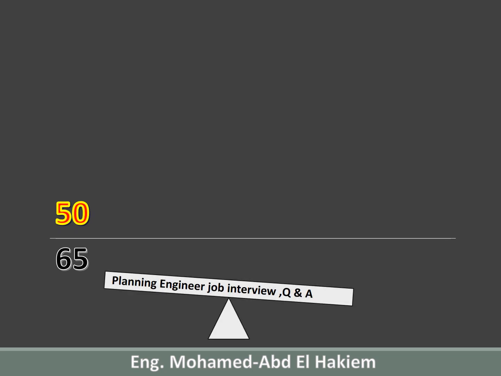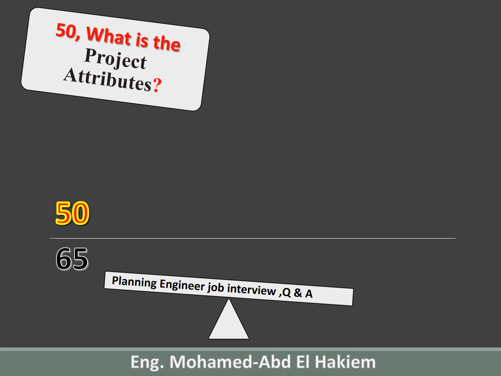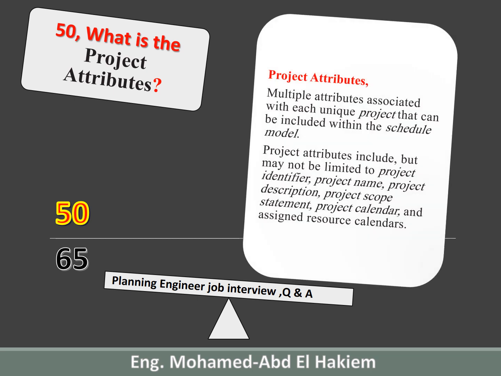50. What is the project attributes? Project attributes, multiple attributes associated with each unique project that can be included within the schedule model. Project attributes include, but may not be limited to project identifier, project name, project description, project scope statement, project calendar, and assigned resource calendars.